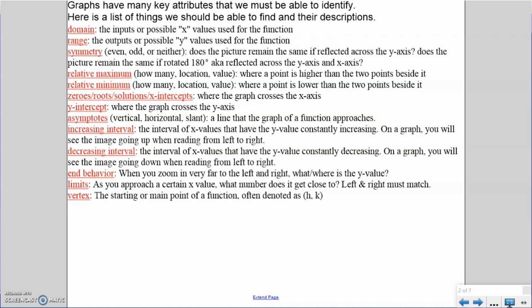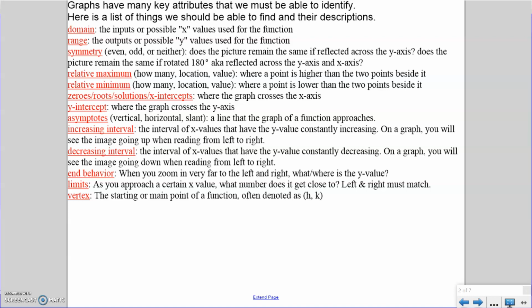Alright, then we have zeros, roots, solutions, x-intercepts. So that's where the graph crosses the x-axis. Sometimes it could be imaginary. We have the y-intercept. That's where the graph crosses the y-axis. We have asymptotes: vertical, horizontal, and slant. That's the line that the graph of a function approaches. Sometimes it doesn't cross it.